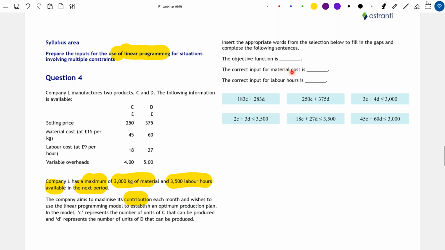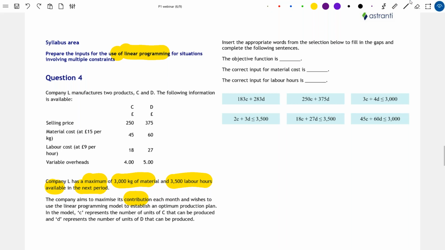So the correct input for material cost is blank. Well, that should be the correct input for material availability is blank. Sorry, what am I? The correct input for material cost is blank. No, sorry. Excuse me, I'm confusing myself now. The correct input for material cost.